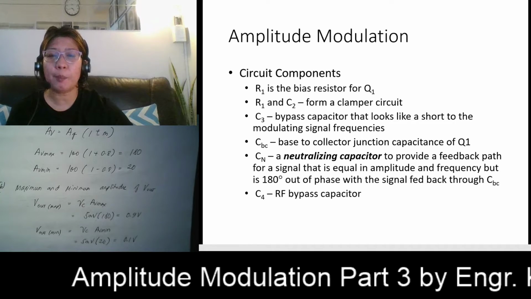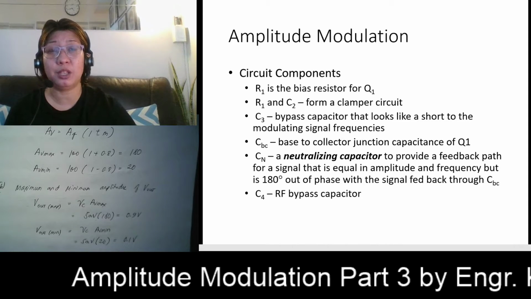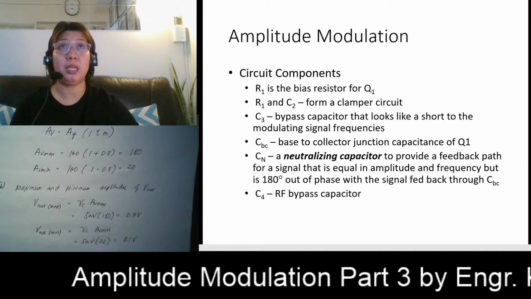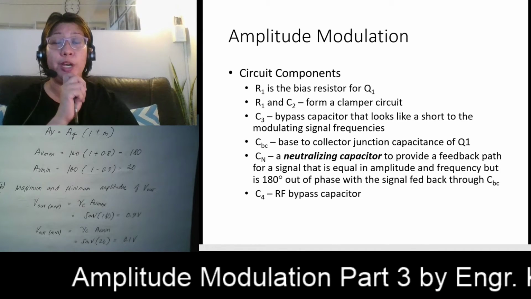So the neutralizing capacitor is used to provide a feedback path for a signal that is equal in amplitude and frequency but is 180 degrees out of phase of the signal that is being fed back through your CBC. So therefore, that is the main purpose of your CN in the circuit. Your CN there is called the neutralizing capacitor. This is being used to eliminate whatever feedback that will come from your base to collector junction capacitance of your Q1, or your CBC.